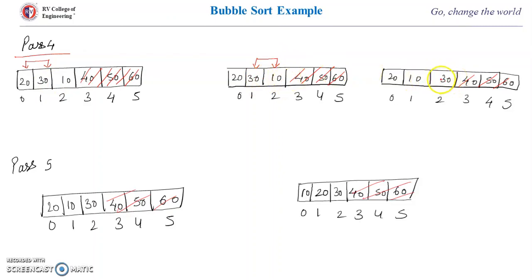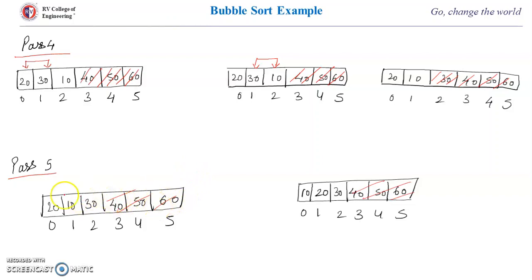Okay, and see here, 40, 50 and 60 we need not compare. So this is the result after fourth pass. So now you can see the fourth largest element also has come at its position. And then we'll go to the next and the last pass, because if I have 6 elements, n is the number of elements, so total n minus 1, meaning total 5 passes will be there.